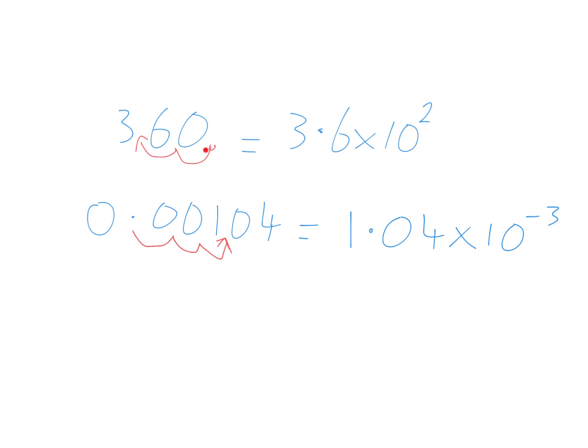3.6 times 10 to the power of 2 means it's a big number. Something that's really tiny, smaller than 1, is going to have a minus power, meaning that we've moved it over to form a decimal. So these would be your 2 answers for the final 2 questions.